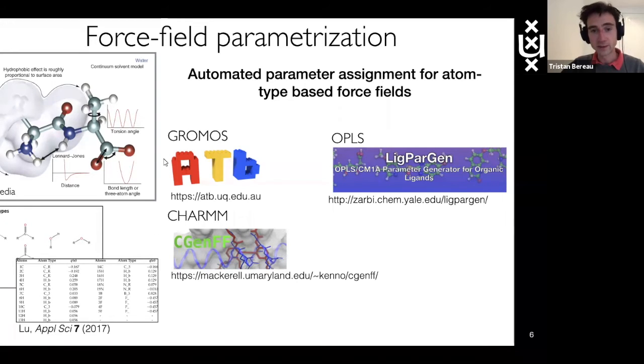There's been efforts at automating the choice of these atom types and the parameters, given, say, a small molecule. I'm showing a few examples here for these well-known and established biomolecular force fields. But these are impressive endeavors to try to automatically parameterize small molecules. This is very, very difficult given the very large number of parameters there are.